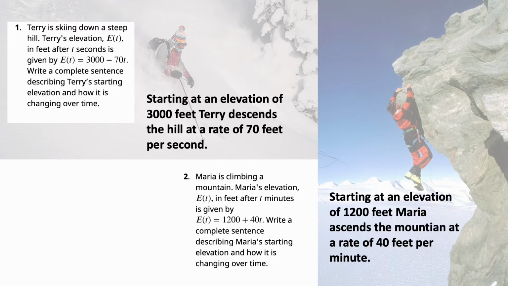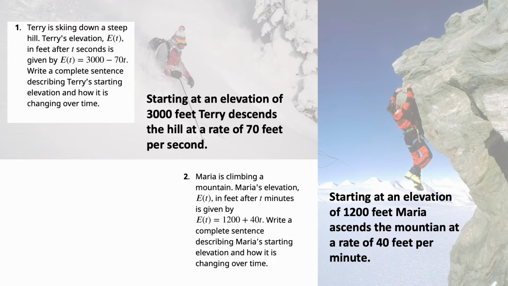All right, so if I want to look at what's happening here, at time 0, the initial time, we're at 3,000 feet, and then it goes down or decreases because of the negative. I'm subtracting each time. So when I look at the next sentence, write a complete sentence describing Terry's starting elevation and how it's changing over time, I would say something like, starting at an elevation of 3,000 feet, Terry descends the hill at a rate of 70 feet per second.